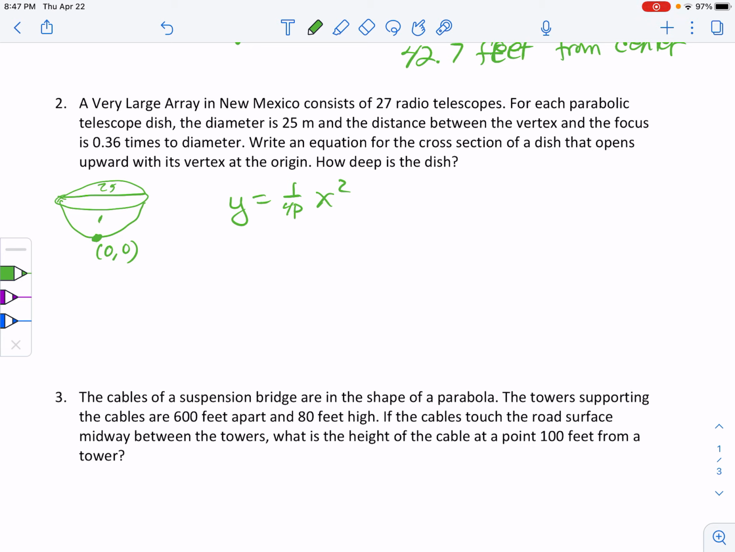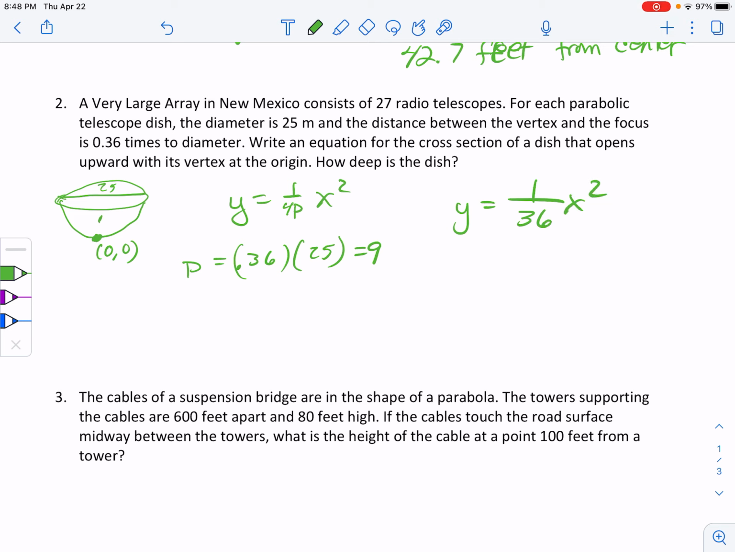Remember, p is the distance from the vertex to the focus. So that's 0.36 times the radius, which is 25. So 0.36 times 25 is 9. So my equation is y equals 1 over 4 times 9, which is 36, x squared.